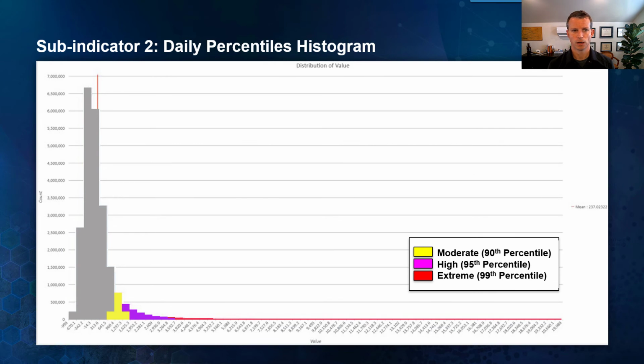In this case, we get a histogram, and what the histogram shows us is everything that's in gray is below the 90th percentile. The values that are in yellow make up our 90th to 95th percentile. The values that are in the purple or pink color are the 95th to the 99th percentile, or our high classification. And then our values in red are our extreme classification, and they make up the 99th percentile or greater, and they're found within the right-hand side of this histogram.